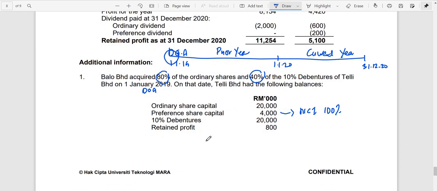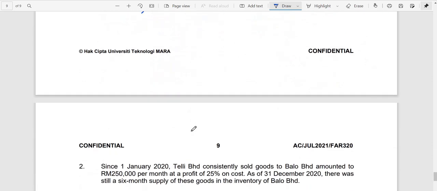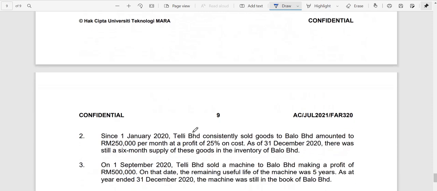Then you have the information on the date of acquisition for the fair value of the net asset, for the share capital, and for the retained profits. Those are the information on the fair value of the net asset on the date of acquisition. So let's look at the first information here.